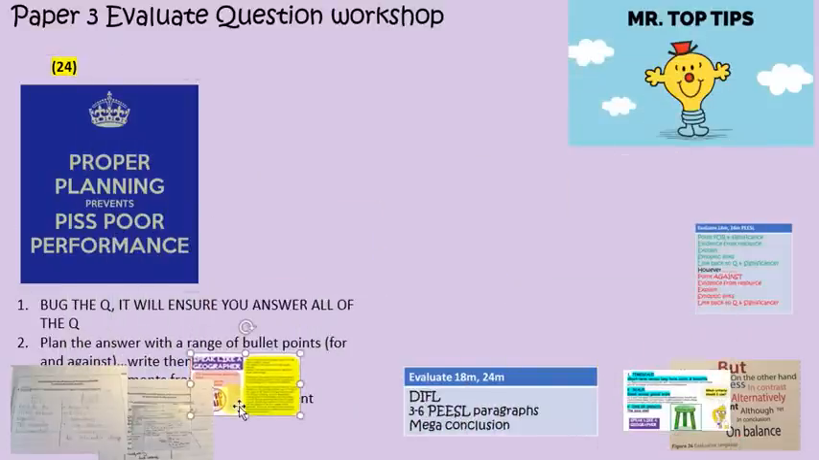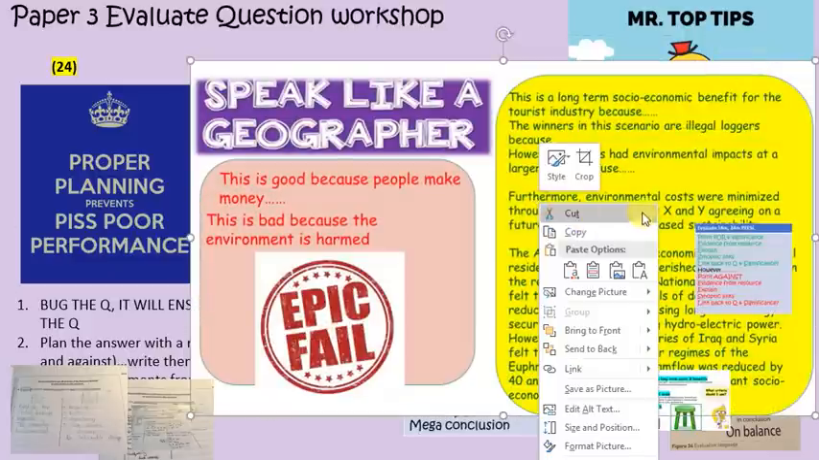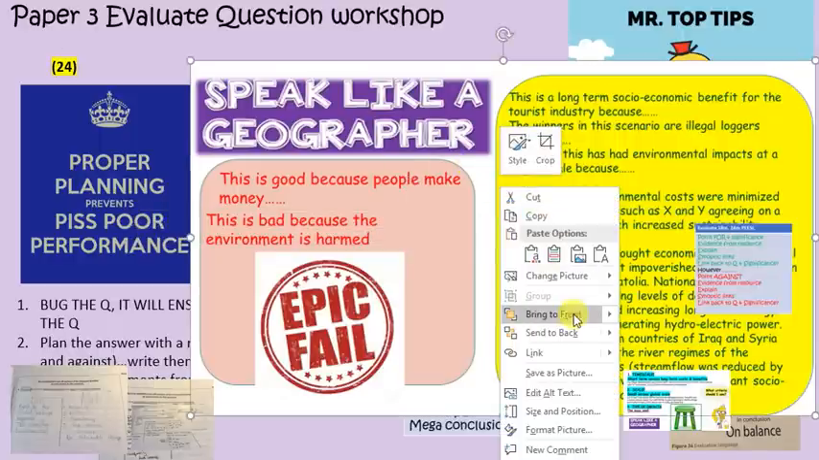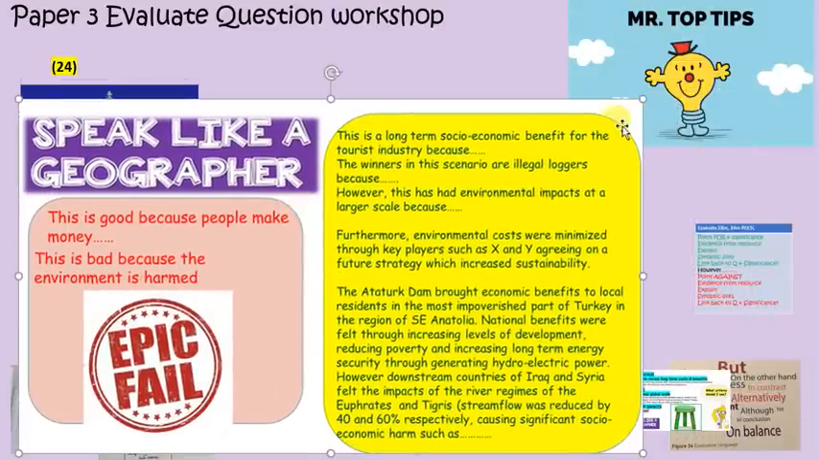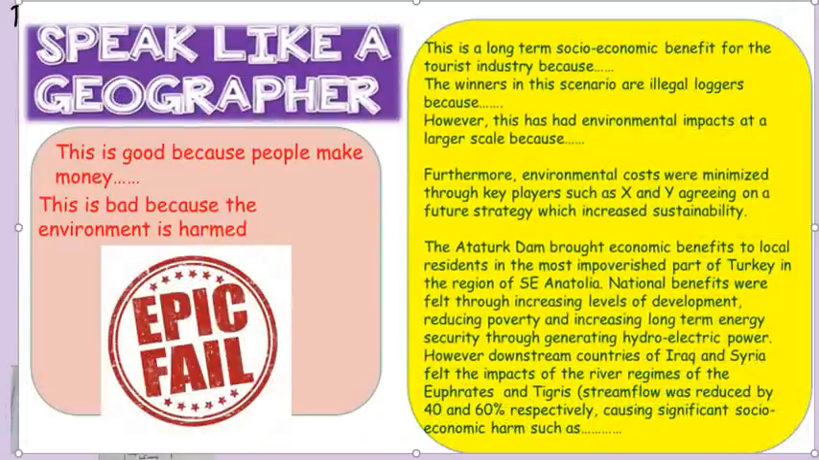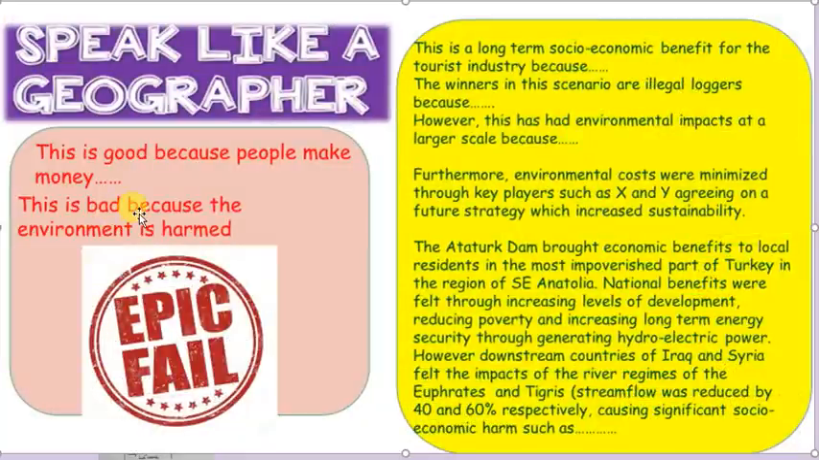And on that speak like a geographer and the language front, I've given two examples. One's good, and one is, I'm not even going to insult bottom set year 7 here, to be honest, because some bottom set year 7s have probably produced better than this. On the left, this is good because people make money. This is bad because the environment is harmed. Yawn. It's primitive, basic language. We don't want to be seeing that.